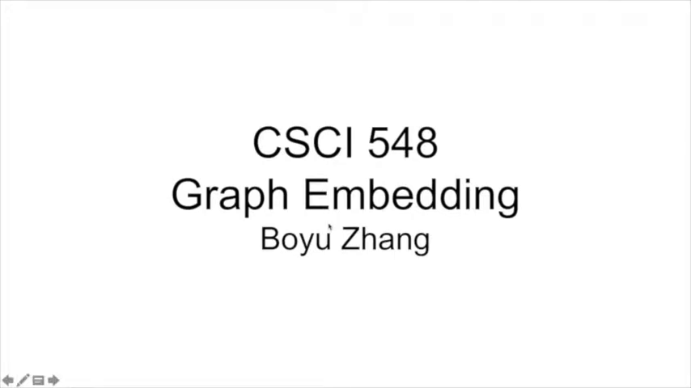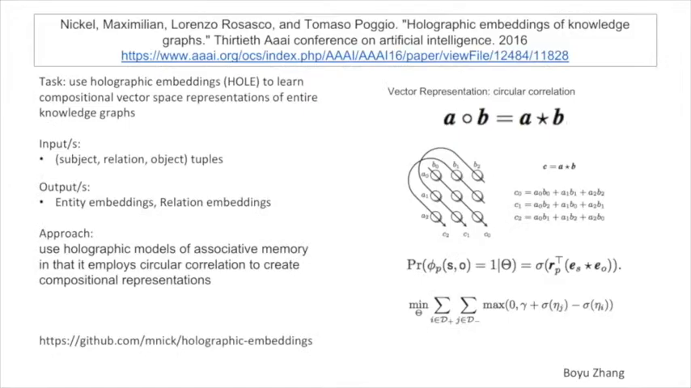Hello, this video is to show a project about graph embedding. The main task of this project is to use holographic embeddings to learn compositional vector space representations of a given knowledge graph. This project is modified from a previous work. Here is a reference.